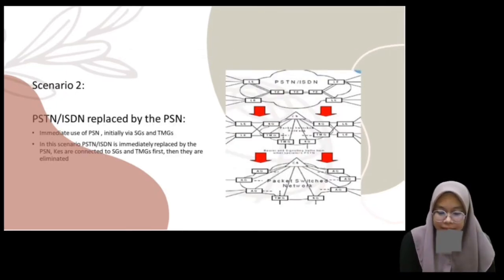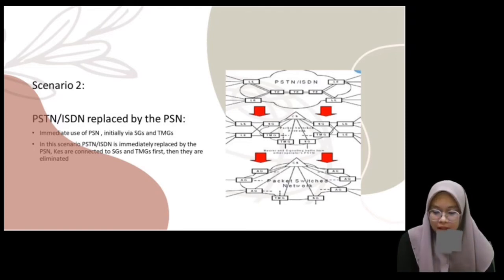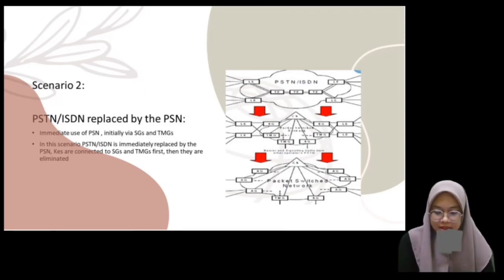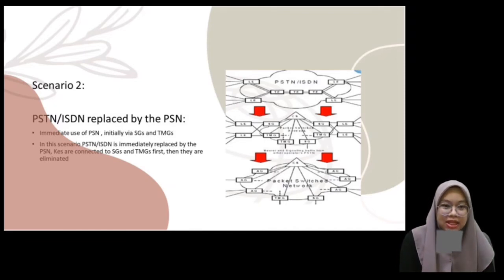Scenario 2. PSTN, ISDN replaced by PSN. Immediate use of PSN initially via SGWs and TMGWs. In this scenario, PSTN, ISDN is immediately replaced by the PSN. Cases are connected to SGWs and TMGWs first, then they are eliminated.